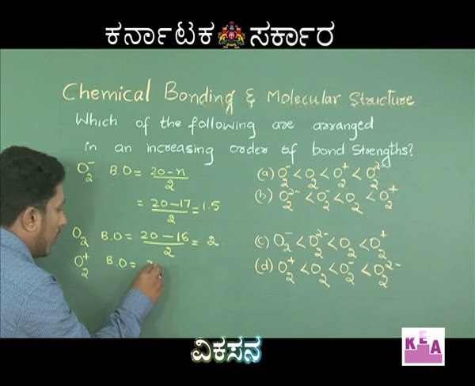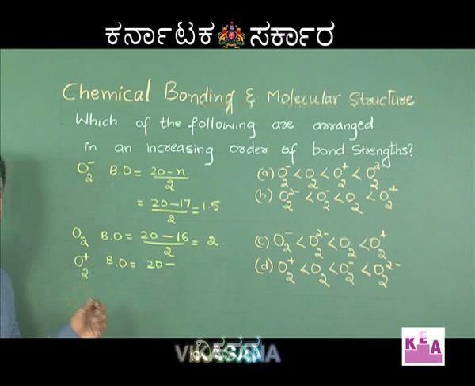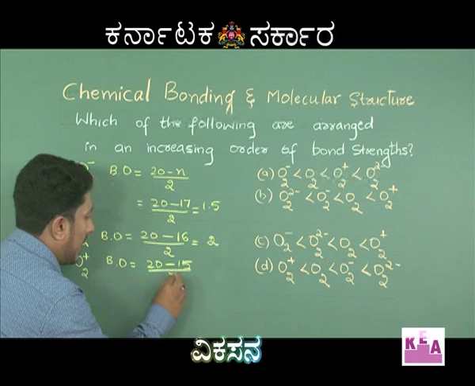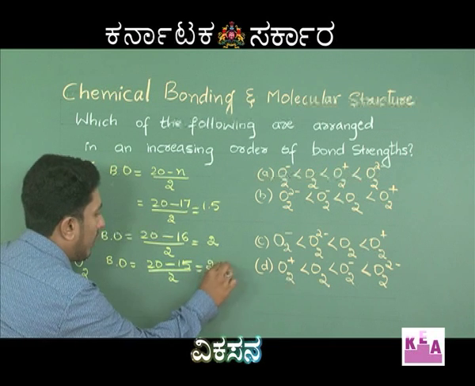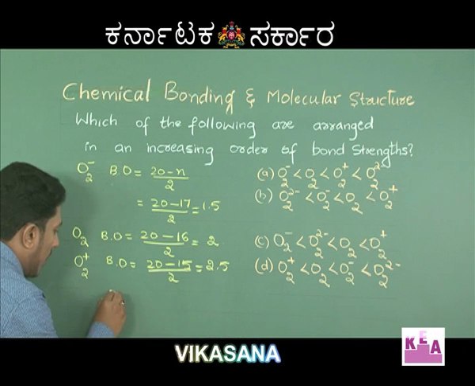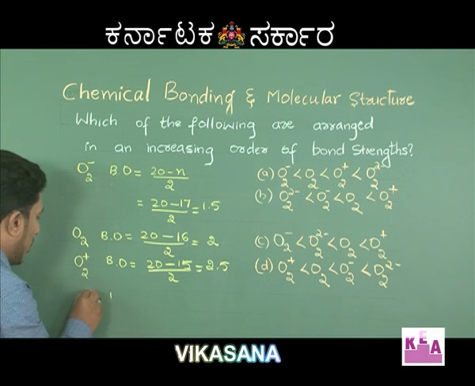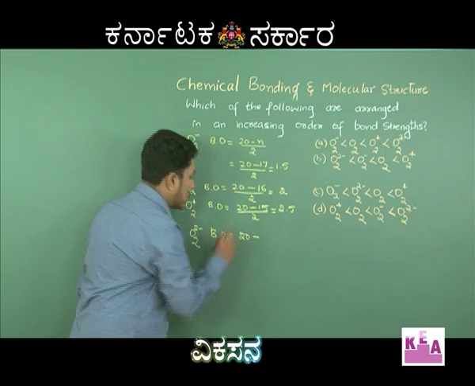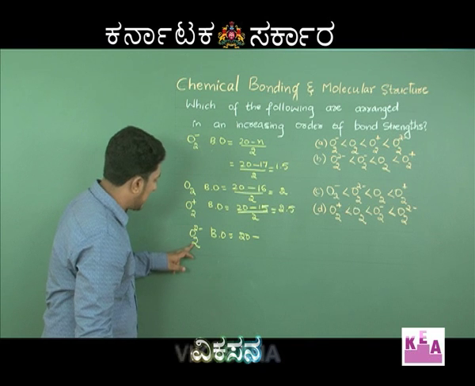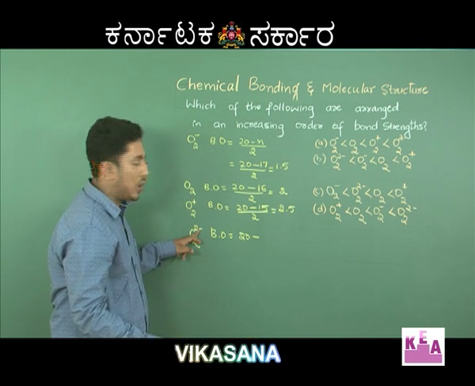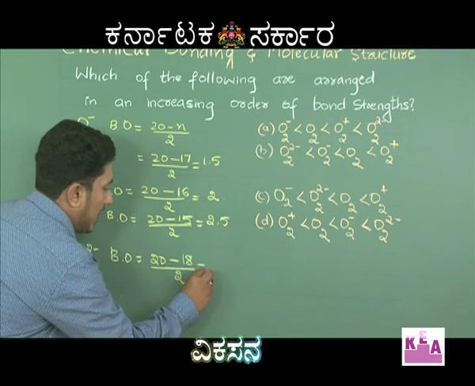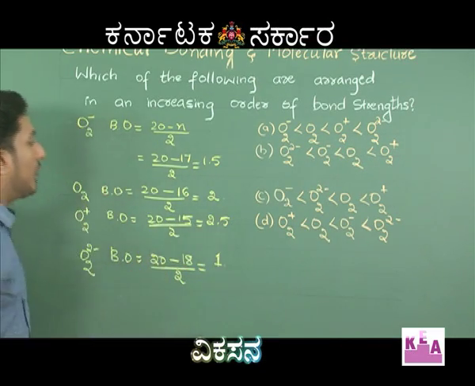Bond order is equal to 20 minus the number of electrons that are present, divided by 2. For O2 plus, 8 plus 8 is 16, and plus indicates a deficiency, so it has 15 electrons. So (20 minus 15) by 2 will be equal to 2.5. Similarly, the last one, bond order of O2 2 minus: bond order is equal to (20 minus n) by 2. O2 2 minus contains 16, and 2 minus indicates 2 extra electrons, so it contains 18 electrons. So (20 minus 18) by 2, that is 2 by 2, will be equal to 1.